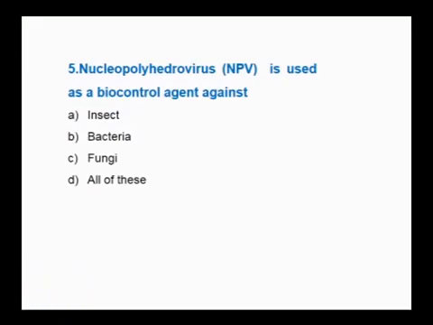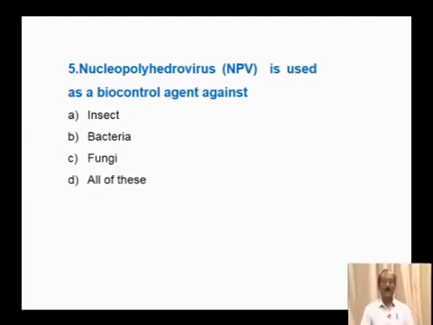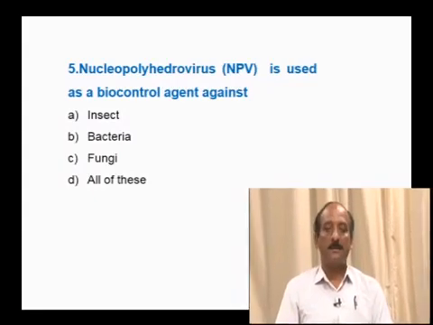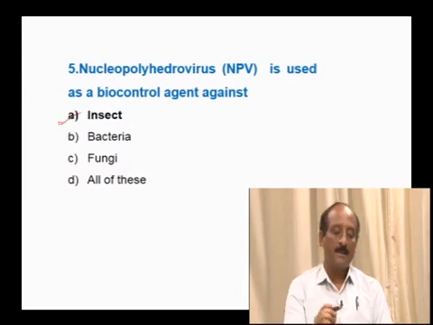Question number 5. Nucleopolyhedrovirus is used as biocontrol agent against insects, bacteria, fungi, all of these. I told while discussing the synopsis part, nucleopolyhedrovirus is commonly used to kill several insect pests and also arthropods. The correct answer for this question is option A, that is insects.